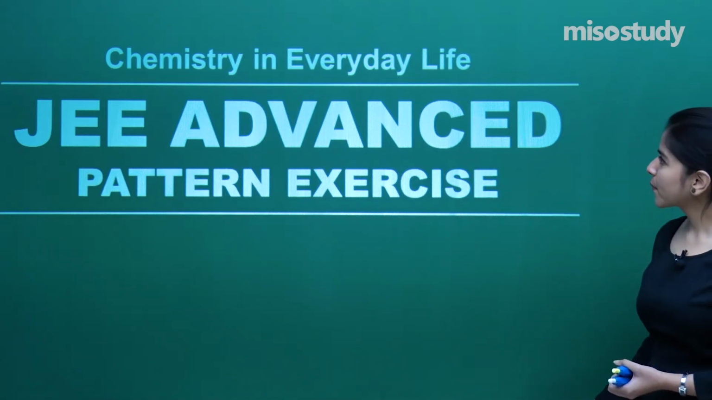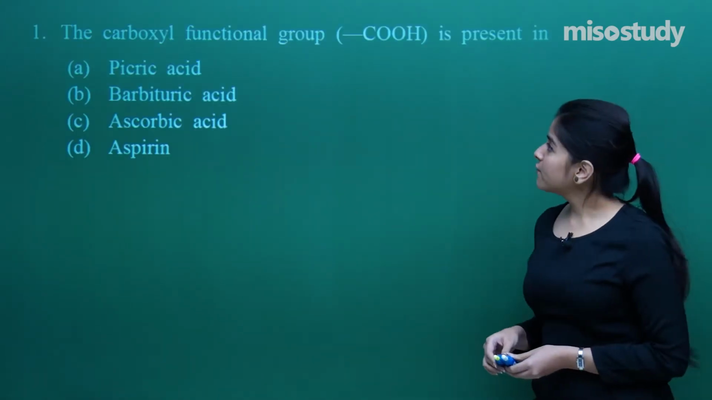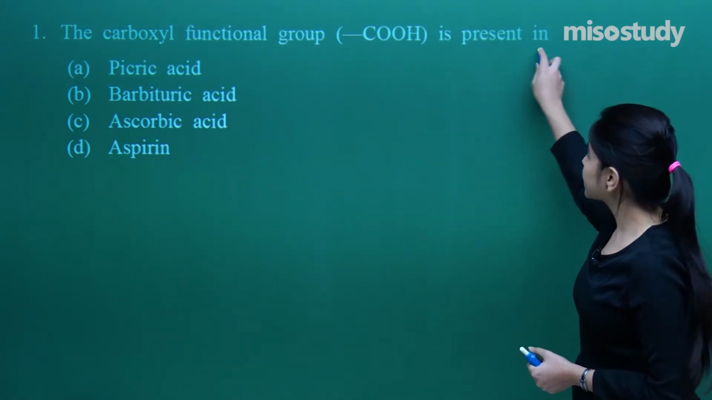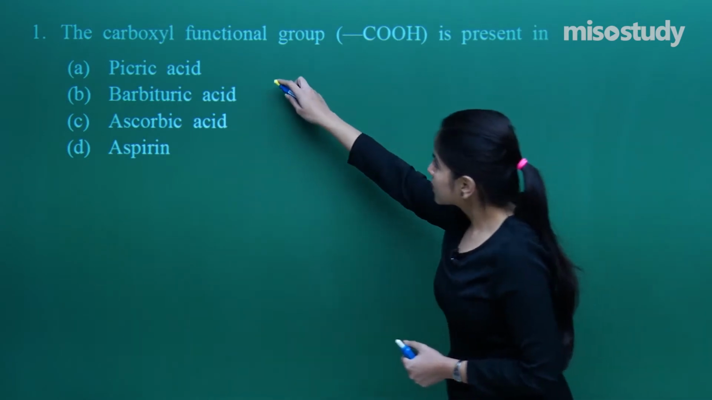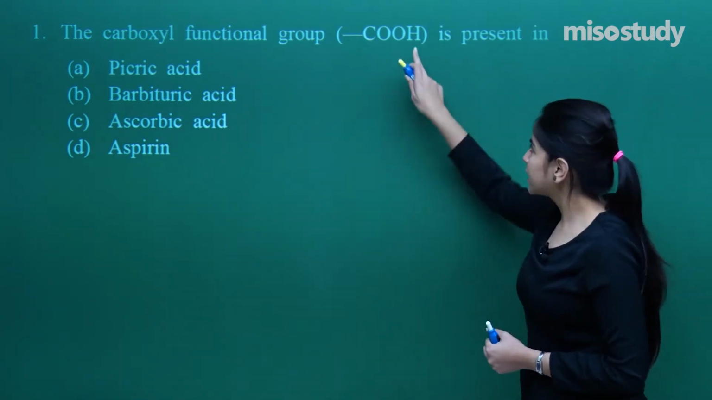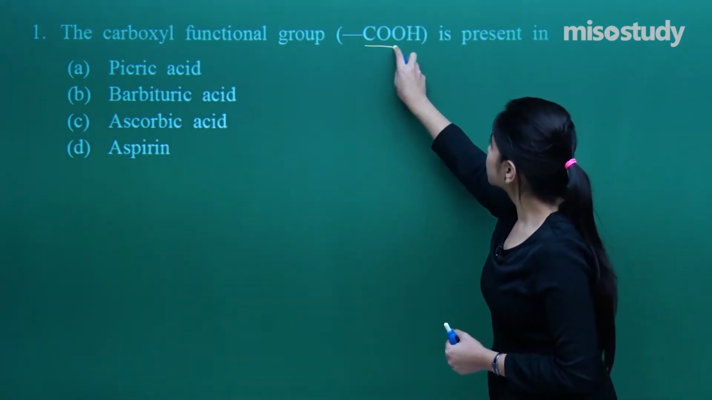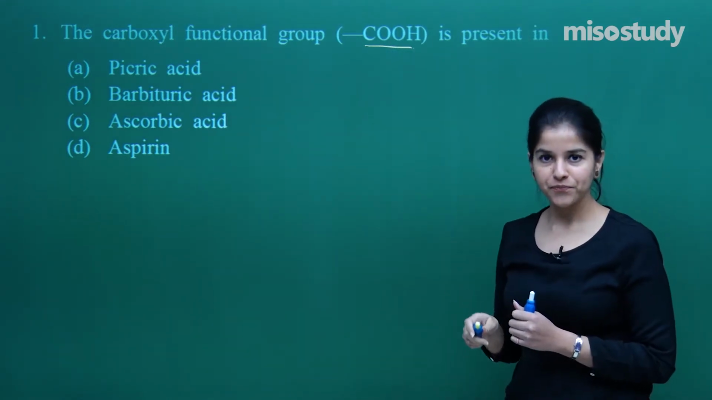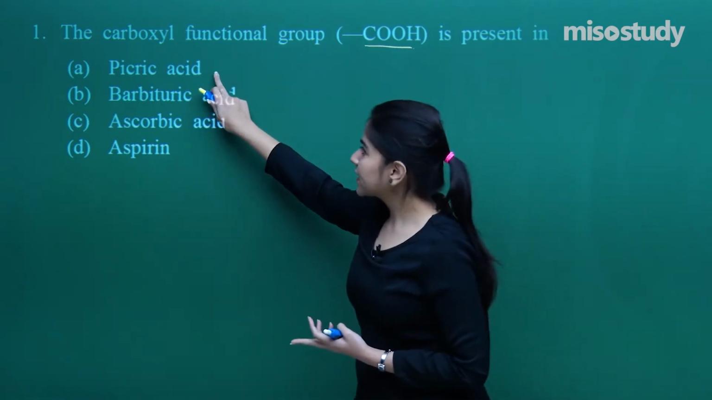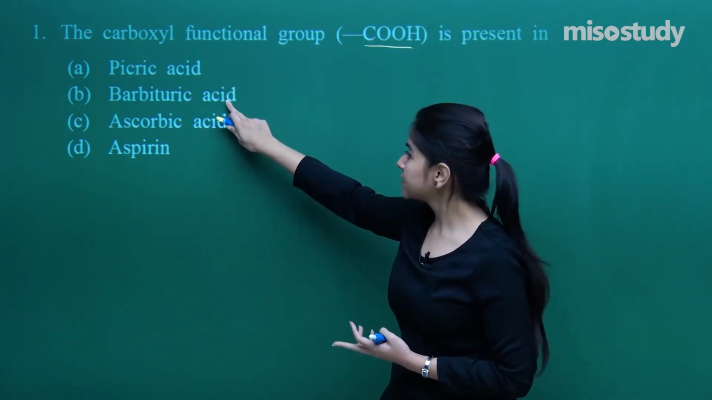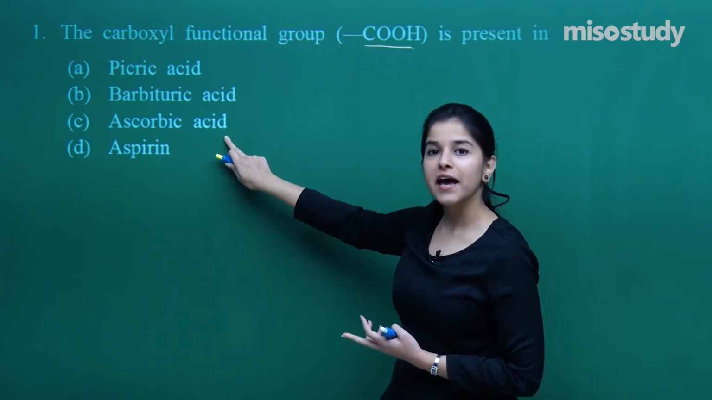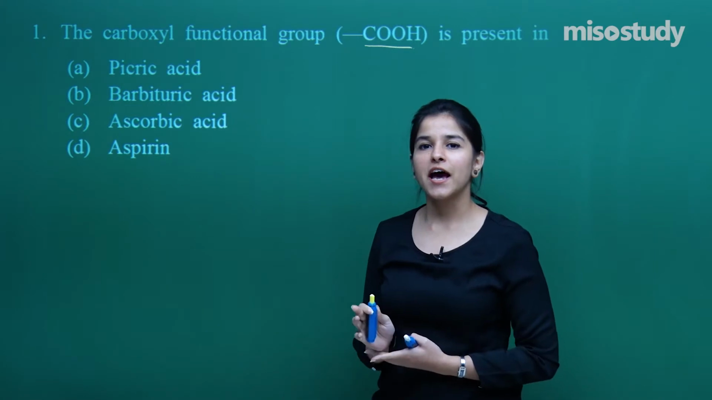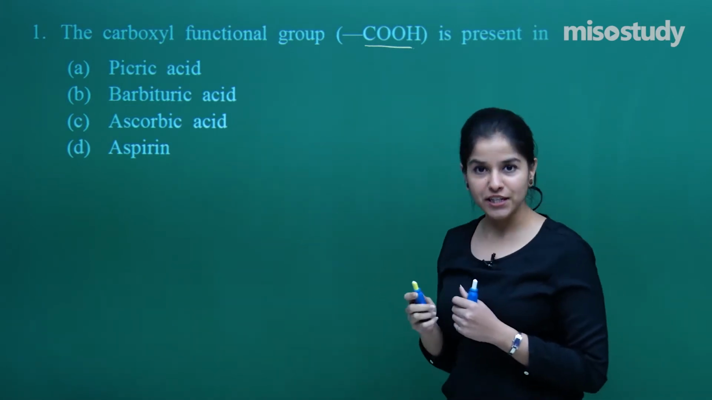What do we have? The carboxyl functional group, that means what? The carboxylic group they are asking about is present in. So I have got 4 compounds over here and I need to find out which contains the carboxylic acid group or carboxy functional group. So let us just find out. Picric acid, barbituric acid, ascorbic acid and aspirin. So we have got these 4 options. So let us just have the structures for each one of those.